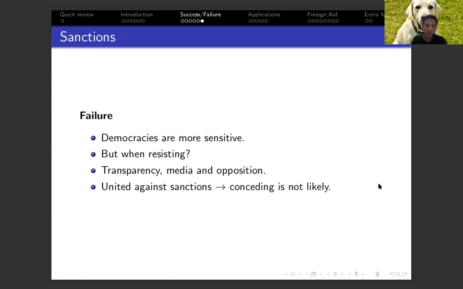So democracies are more sensitive to sanctions, but there are a certain set of conditions which may lead to the fact that failure is actually more likely. Okay.